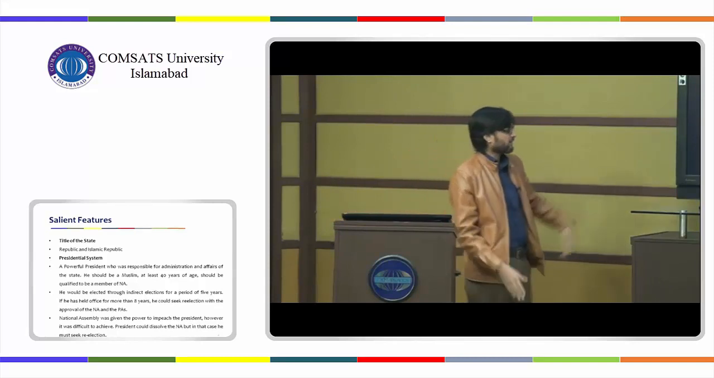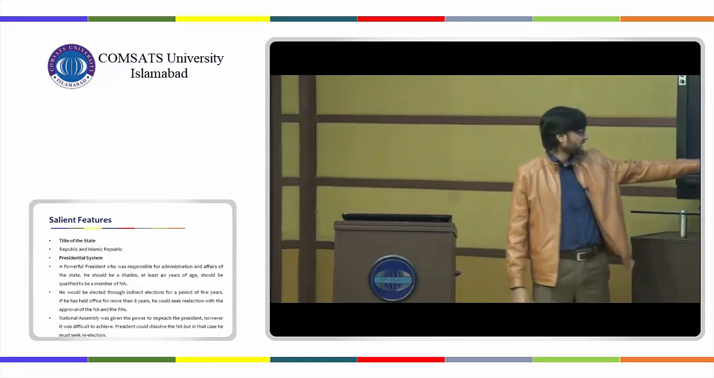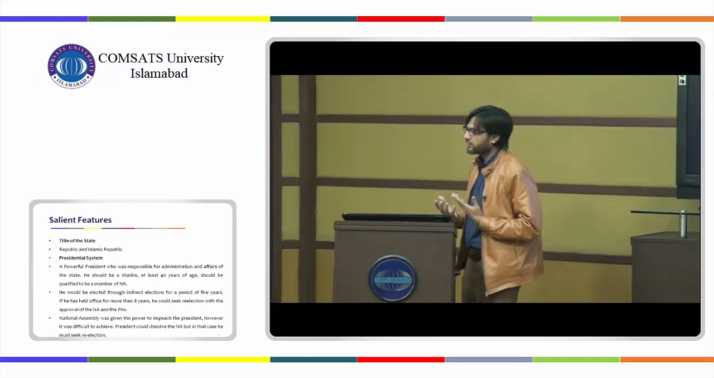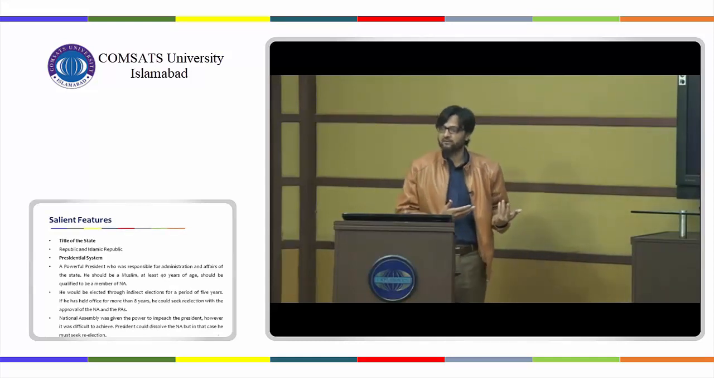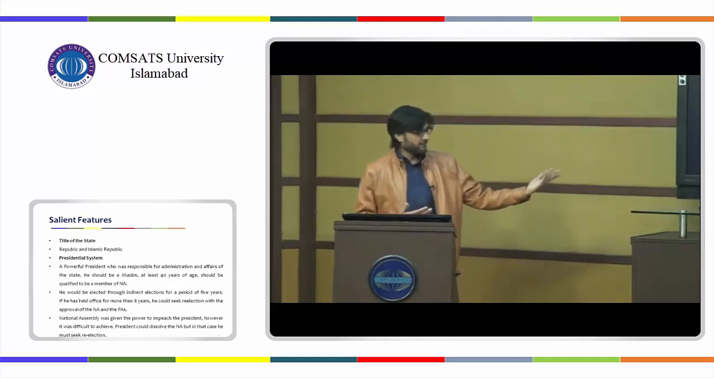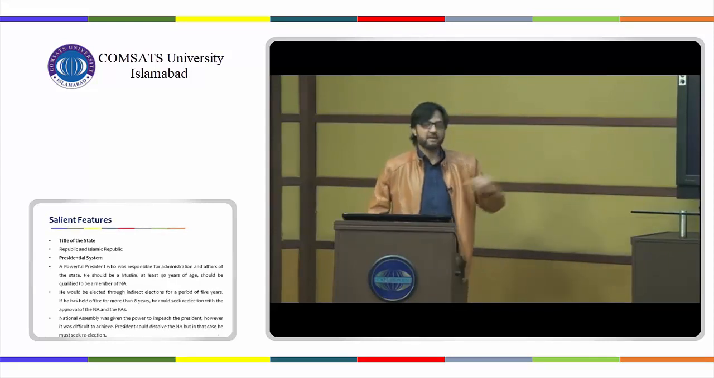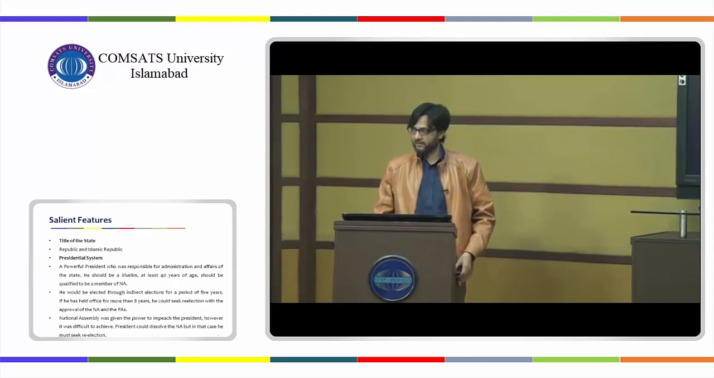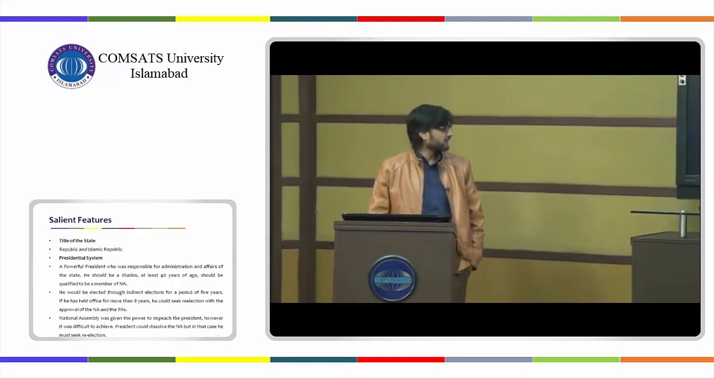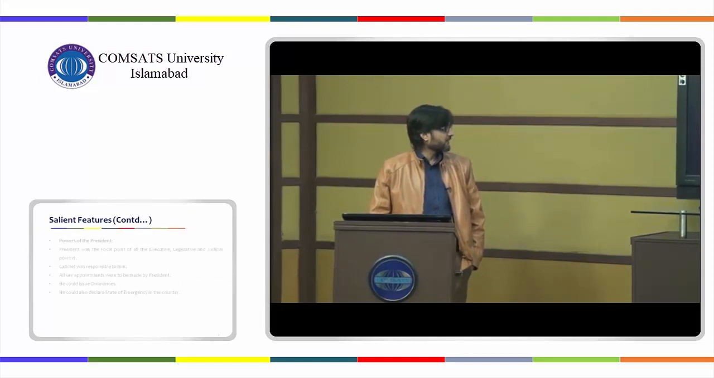Okay, that power was given to the president. However, it was difficult because he could dissolve the National Assembly because he was the president. But if he dissolves the National Assembly and then a new National Assembly comes, then he needs to seek re-election from that new National Assembly, right? So these were some of the powers of the president.